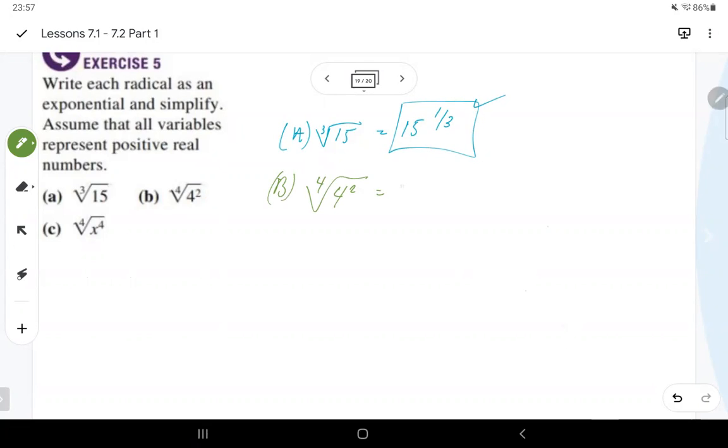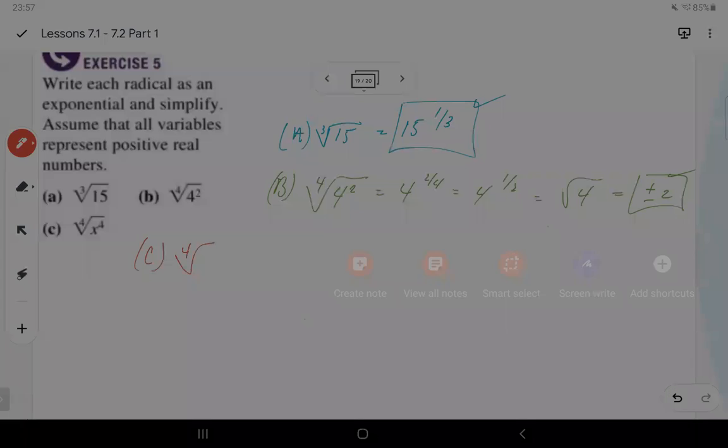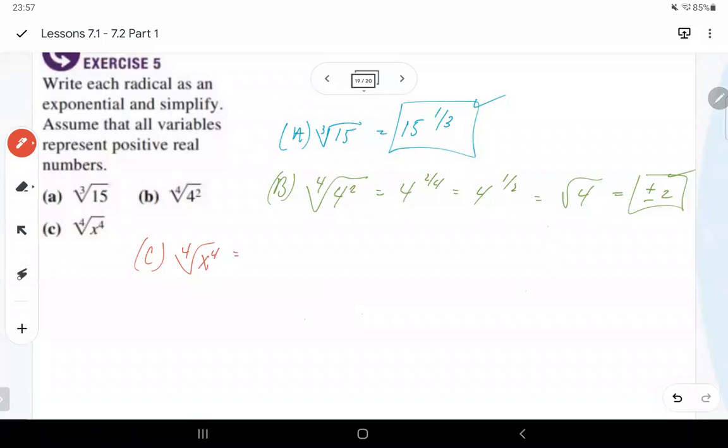15 to the 1/3, we can't really do anything about that. However, 4 to the 2 fourths is the same as 4 to the 1 half, which is the square root of 4, which gives us plus or minus 2. I'll go with x here, but I think I would also accept x or plus or minus x because this is an even index.